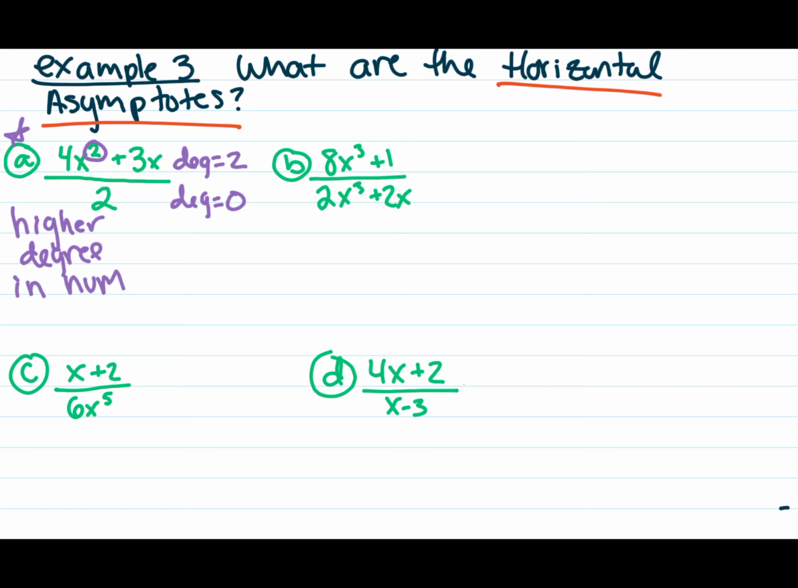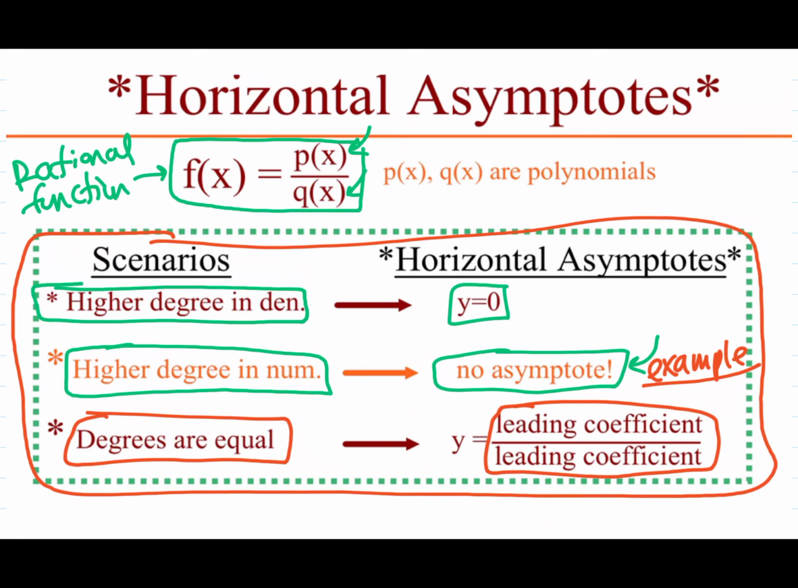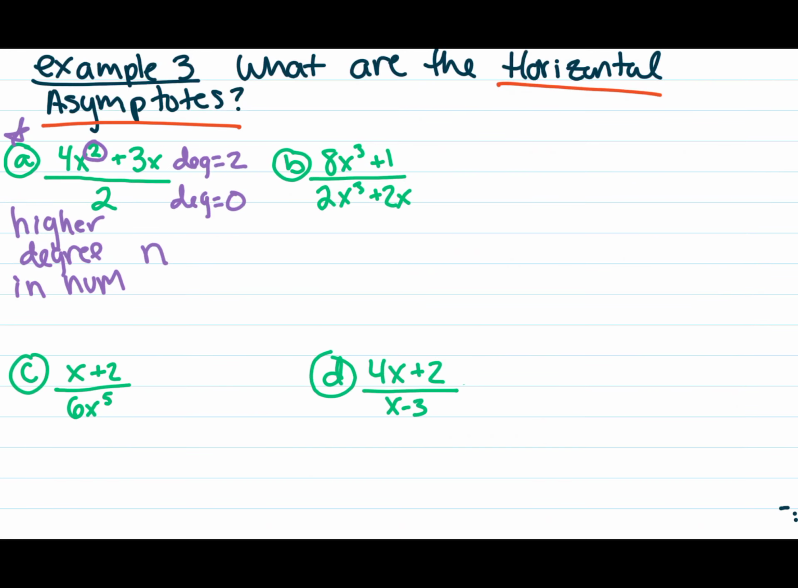So let's go back to our chart and figure out what that is. Higher degree in the numerator, there's no asymptote. So we have no HA. That is the answer. Like there is not a horizontal asymptote at all for that function. All right, so now let's go to example B.